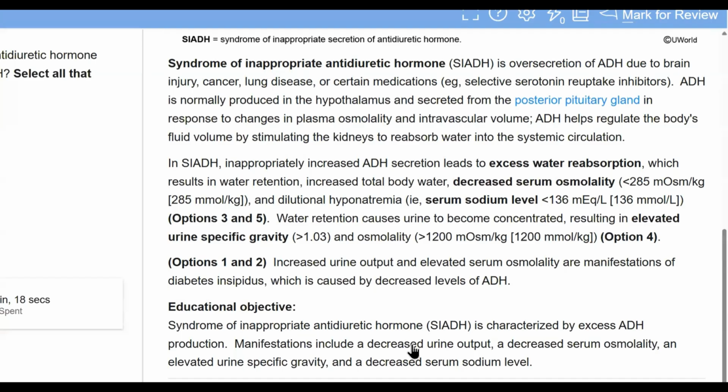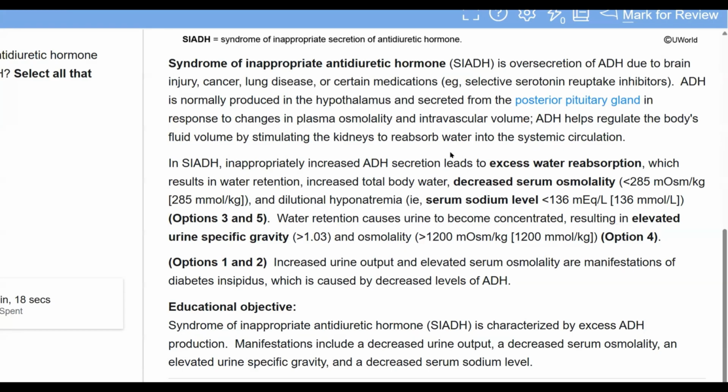Syndrome of inappropriate antidiuretic hormone, SIADH, is an oversecretion of ADH due to brain injury, cancer, lung disease, or certain medications like selective serotonin reuptake inhibitors. ADH is normally produced in the hypothalamus and secreted from the posterior pituitary gland in response to any change in plasma osmolality and intravascular volume. Basically, ADH helps to regulate body fluid volume by stimulating the kidney to reabsorb water into the systemic circulation.